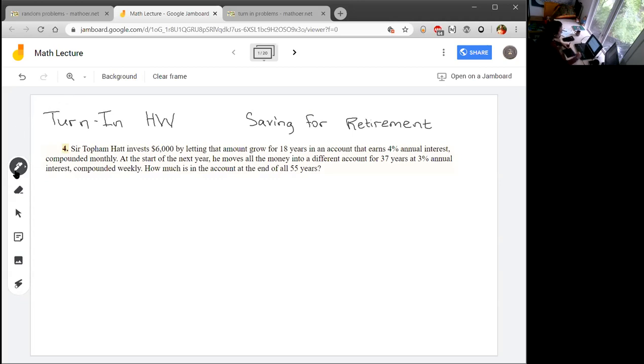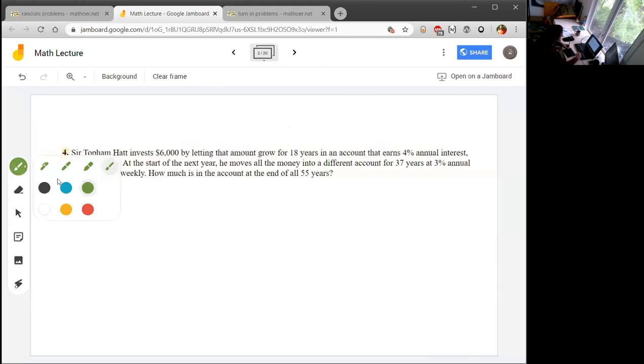Okay. This problem is designed to be slightly tricky because it has two parts. There's a part A where he starts with $6,000, 18 years, 4% annual interest, and compounded monthly. Part B, he is going to move all the money he has, so we can't know what the principal is to start part B until we finished part A. Then there's 37 years, 3% annual interest, and it's compounded weekly.